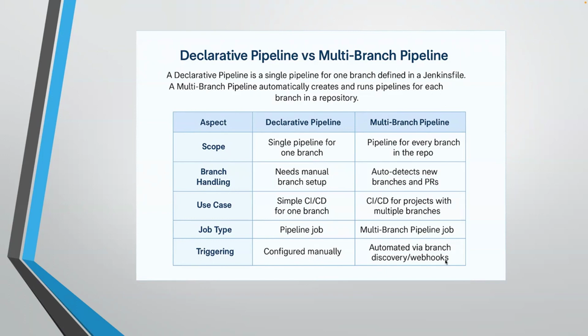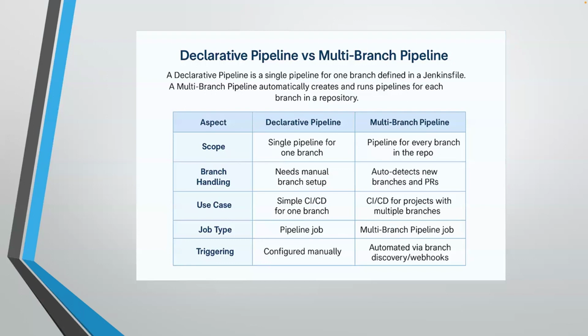You also need to install something called webhooks. So whenever you create a new branch, it can automatically detect the code changes and automatically create the pipeline for you. We will see that in the demo. All you need to do is create a Jenkinsfile for each and every branch, and then you're all set.